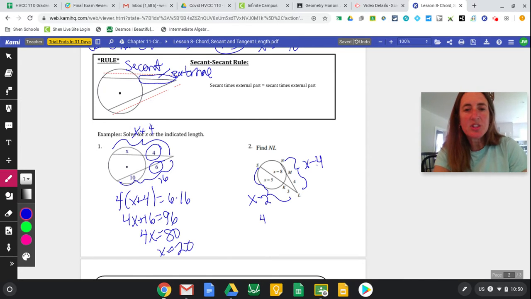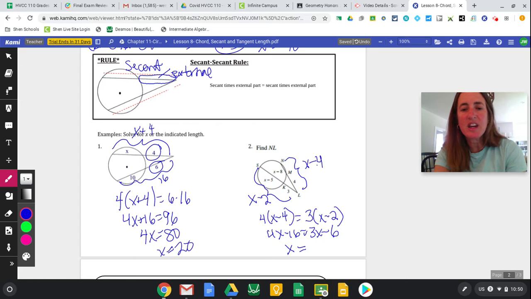So if I take the external and then the 3 times the x minus 2. 4x minus 16 equals 3x minus 6, or x equals, if I add 16 over there, I'm going to get 10. Now they want us to find from n to L. So 10 minus 8 is 2, and 2 and 4 give me 6 for that piece. That was super easy, folks. That was just our secant.